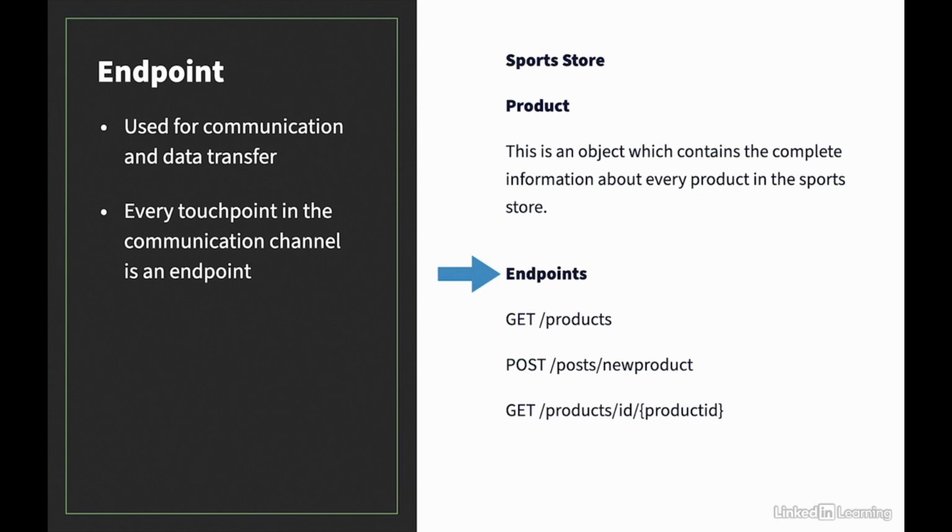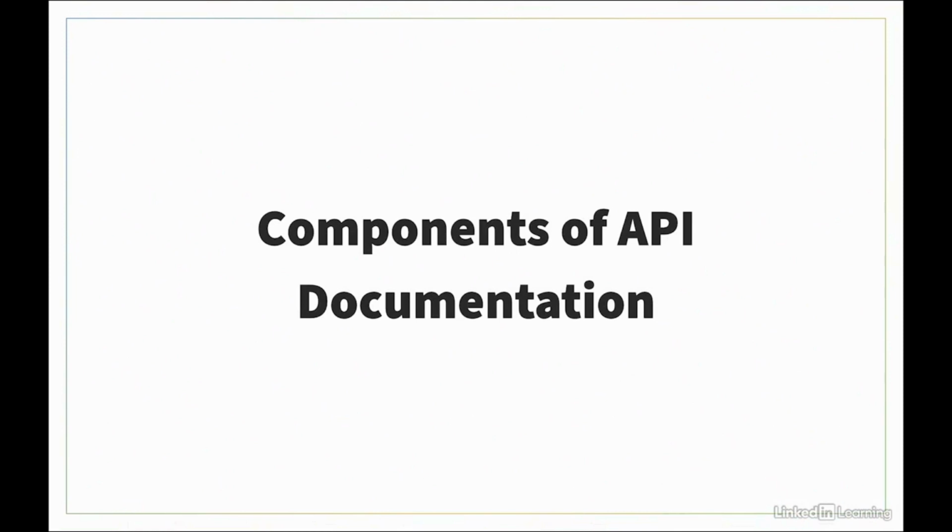So here we have learned how to identify a suitable API name, how to write the description, and also understood what API endpoints are and how to write them in the documentation. Let's continue to look at the components of API documentation.